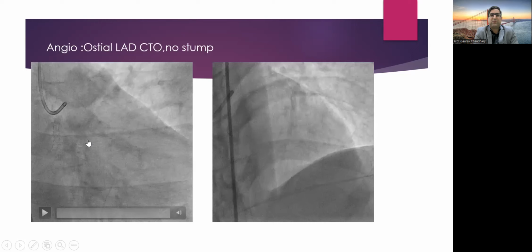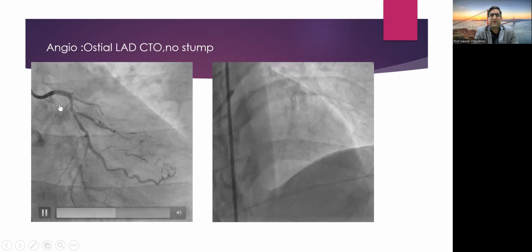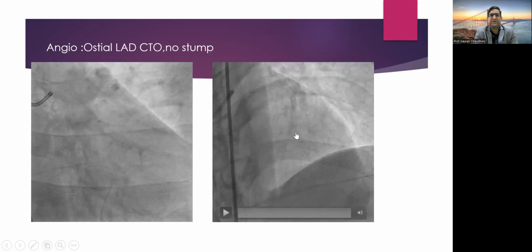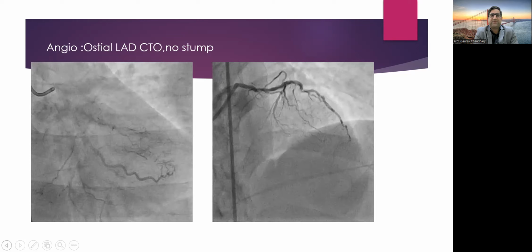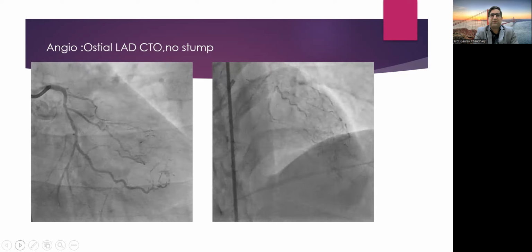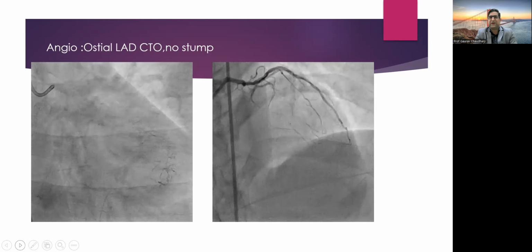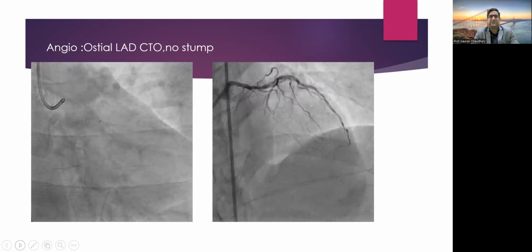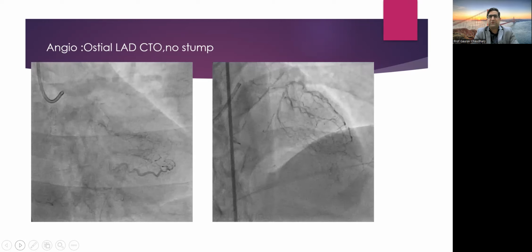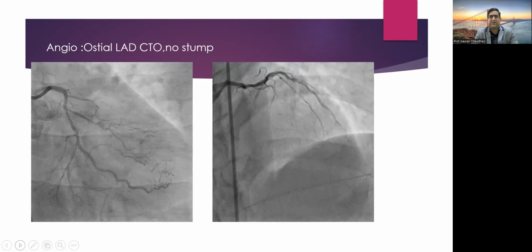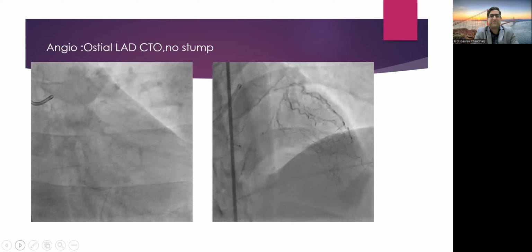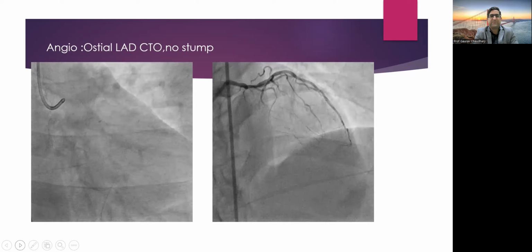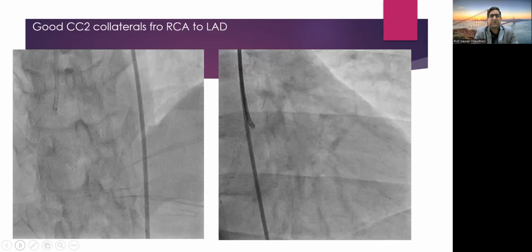So this is what the angiogram looked like. The LAD is blocked from the ostium. We can see we don't find any stump, so it's not good for antegrade. These are the cases I discussed in sessions 1 and 2. Flush ostial CTOs can be tried as a primary retrograde approach if we have a good interventional collateral. And this is how it looks.